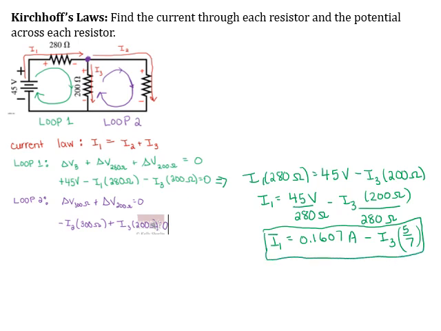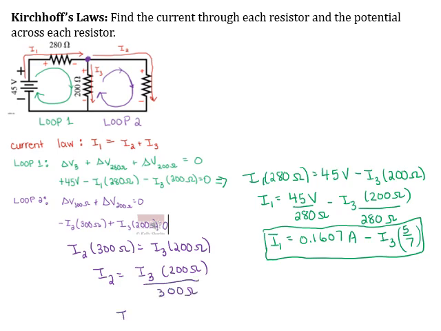Now let's get a similar sort of equation for I2. We'll go to our loop 2 equation and we see that I2 times 300 ohms equals I3 times 200 ohms. Divide both sides by 300 ohms and we get that I2 is I3 times 200 ohms divided by 300 ohms. So I2 is equal to I3 times 2/3, and our ohms cancel. Okay, there's another equation we have.